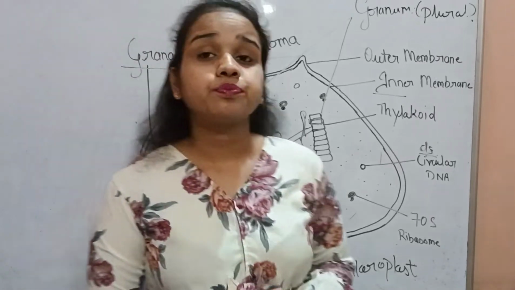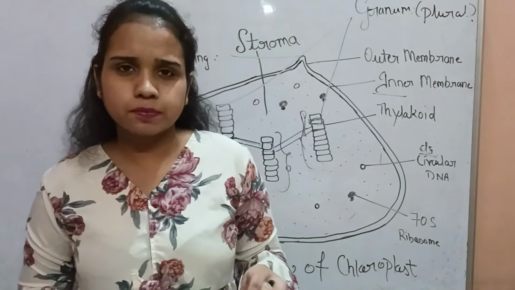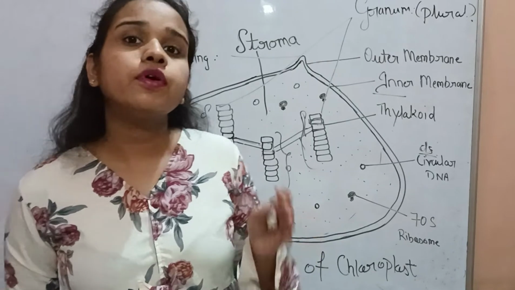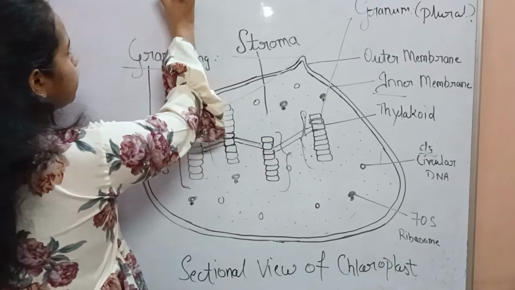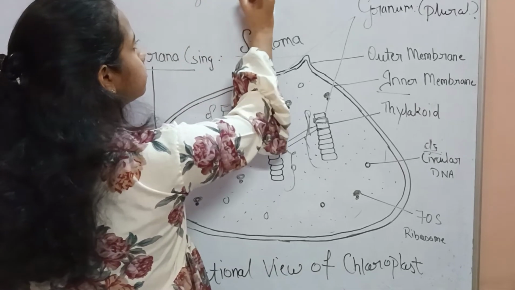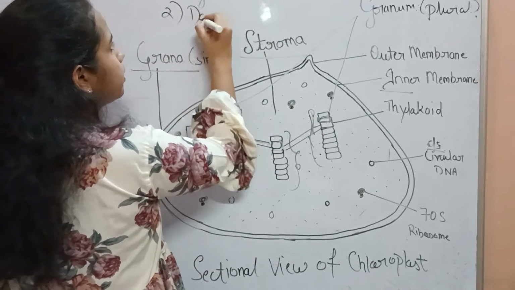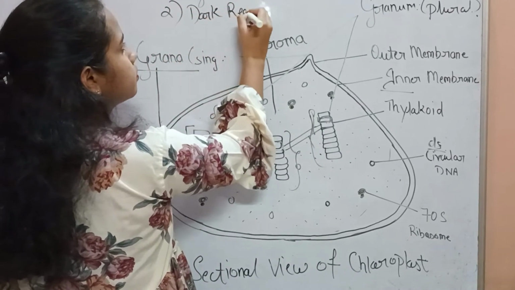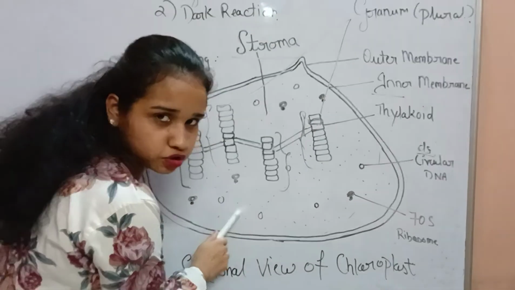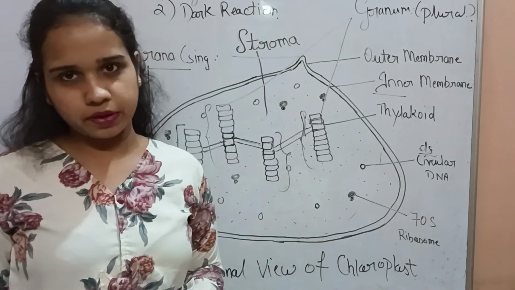Now stroma is the main site of dark reaction which is a part of photosynthesis. Photosynthesis generally consists of two types of reaction. First is light reaction and second is dark reaction. Dark reaction occurs in stroma while light reaction occurs in the thylakoid membrane.